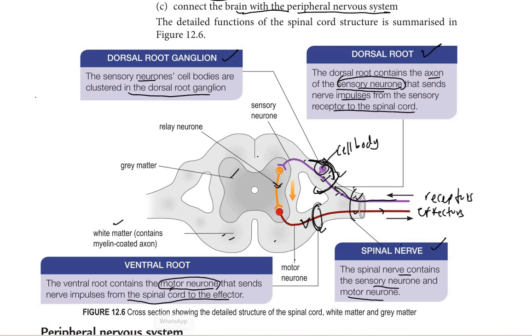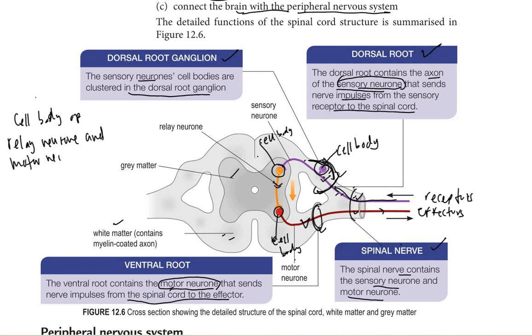So this one connects at this gray matter here. You can see here the gray matter. This one is also a cell body: the cell body of the relay neuron. This one is the cell body of the motor neuron. So we can say that the cell bodies of the relay neuron and motor neuron can be found in the gray matter.